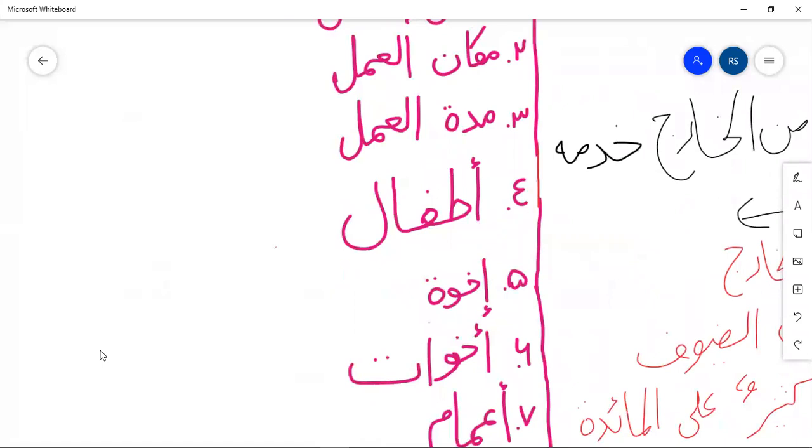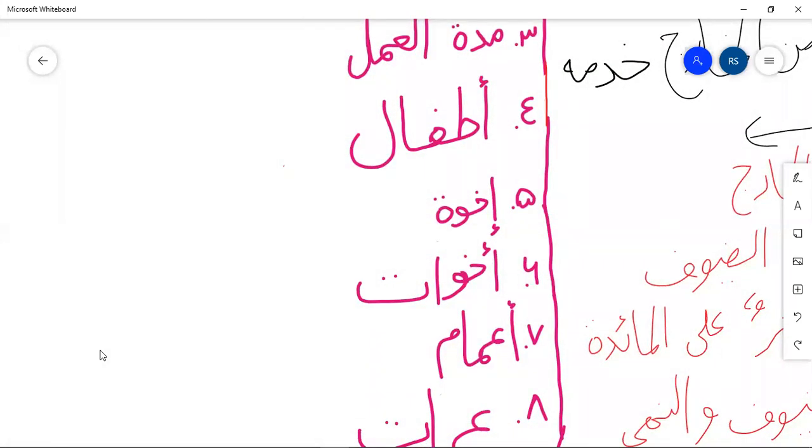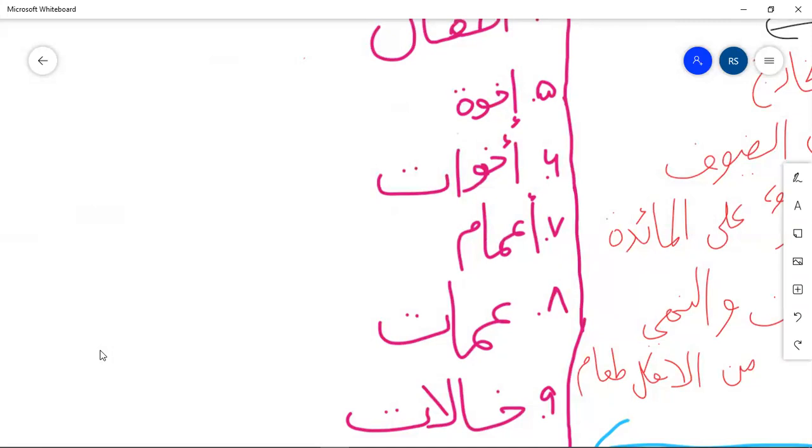Children. Kam tiflan laki. I don't have, so laysa li tiflun. Brothers. Kam akhan laki. Laysa li akhun. Sister. Kam ukhtan laki? Laysa li ukhtun.